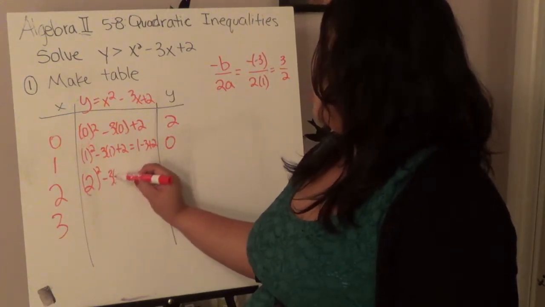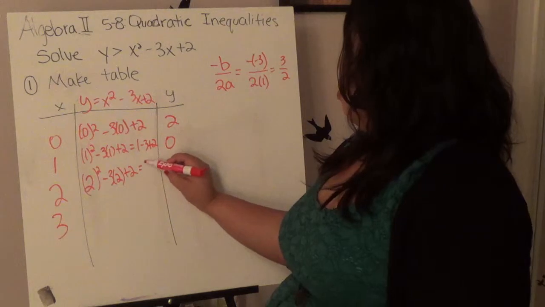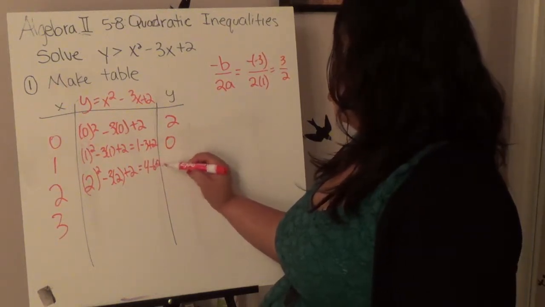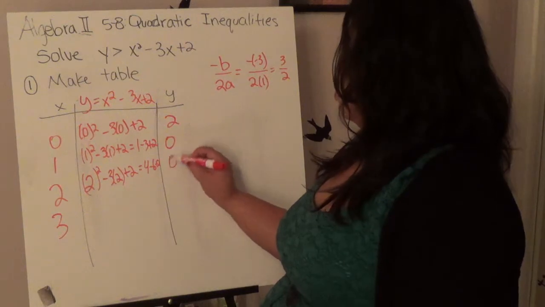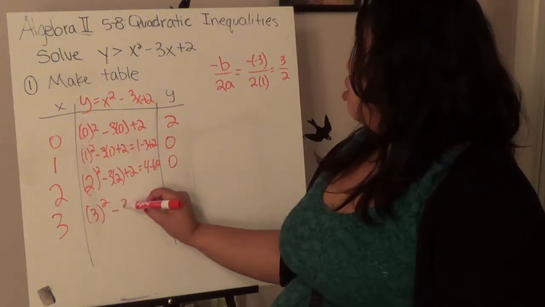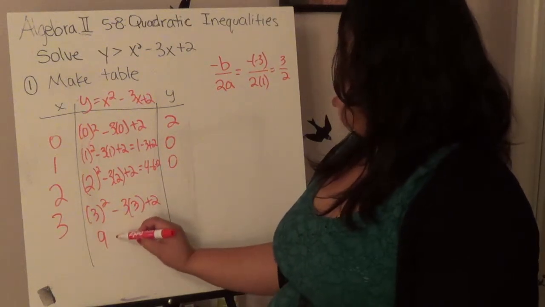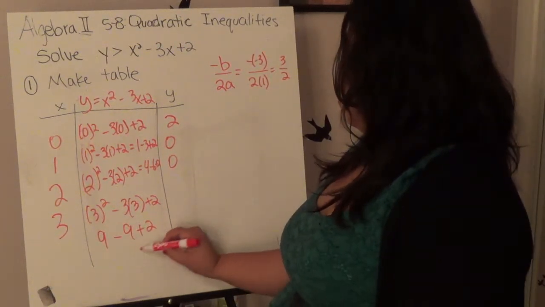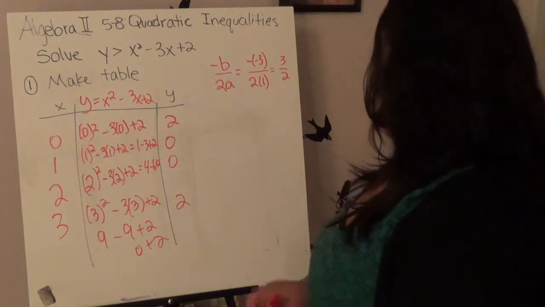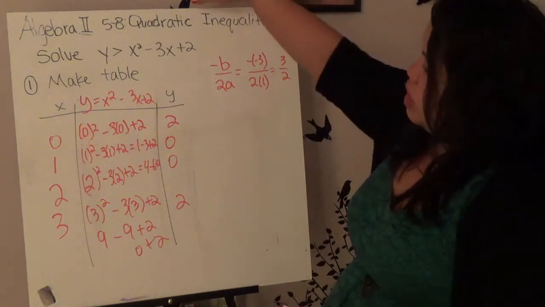We have 2 squared minus 3 times 2 plus 2. So 2 times 2 is 4 minus 6 plus 2. So 4 minus 6 plus 2 is 0. Then we have 3 squared minus 3 times 3 plus 2. 3 squared is 9 minus 9 plus 2 gives me 0 plus 2, which is 2. Right? So the first step is to make the table. Go ahead and write that down. Once we've made that table, we're going to go ahead and graph.